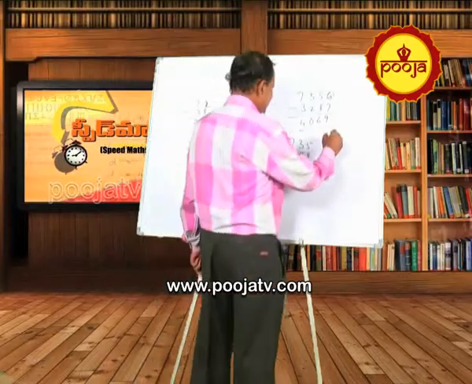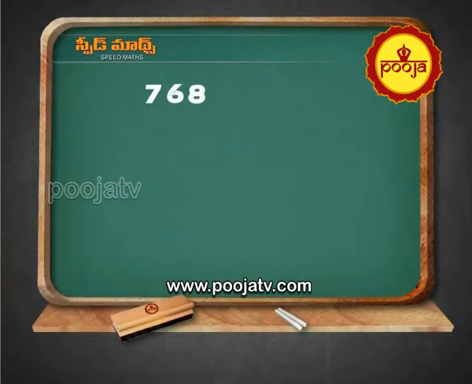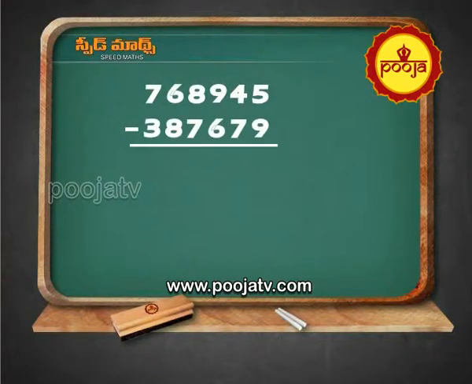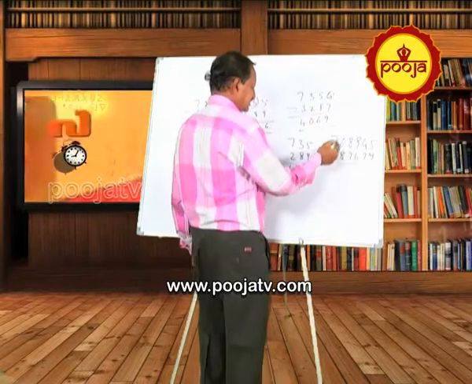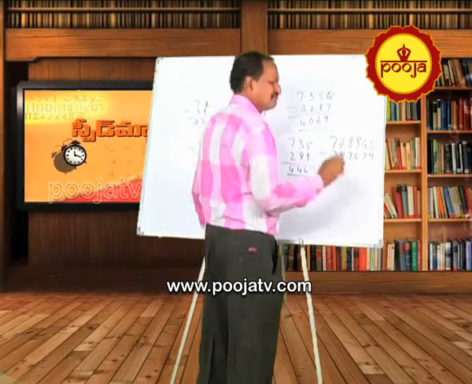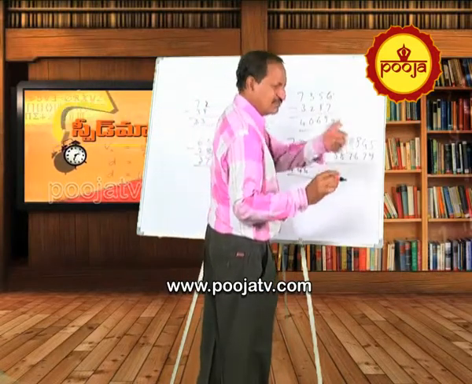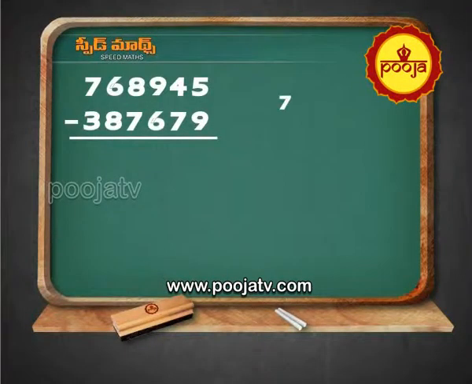Any bigger number, 3, 6, 7, 8, 9, 4, 5 minus 3, 8, 7, 6, 7, 9. Anything, whatever example. See, you have to do this in a few seconds. You take the stopwatch and do. 7 minus 3, 4, but it is a mismatch. So, it is 3. Am I clear? 7 minus 3 is 4, but right side mismatch.